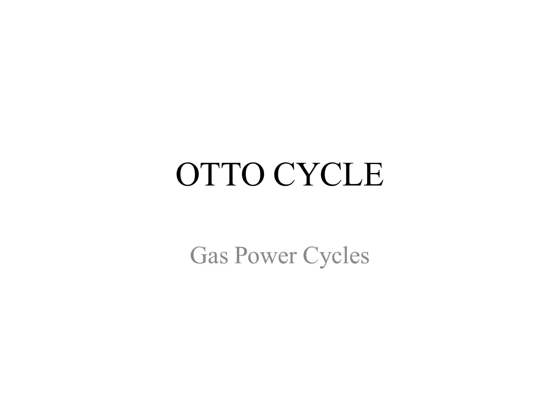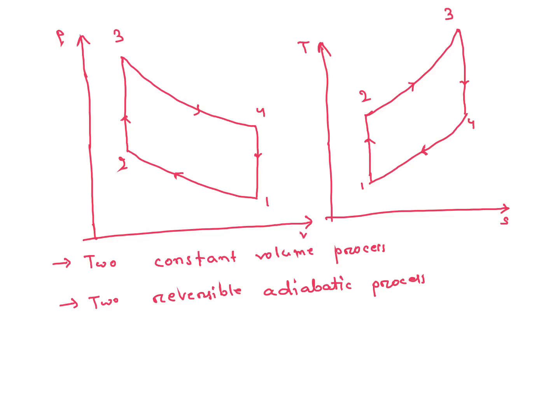In this video I will cover the Otto cycle. Already I explained the Carnot cycle. Otto cycle in this video I will explain. The Otto cycle consists of two constant volume processes and two reversible adiabatic processes.